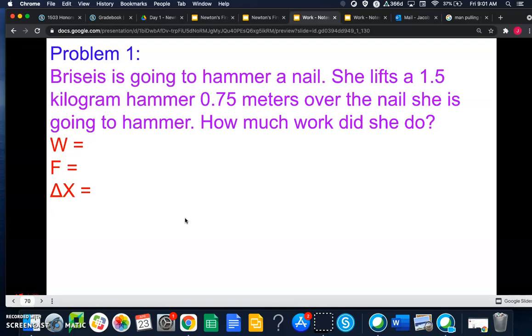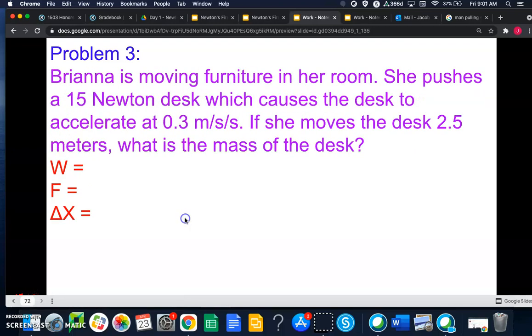And so then go ahead and try the practice problems. Each practice problem relates to one of the examples. So if you're not sure, try to figure out which example it correlates to. And then we'll go over this next week.